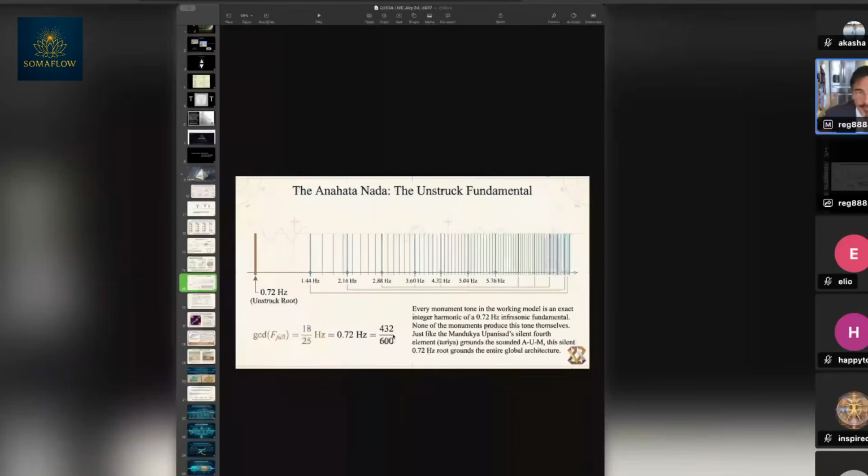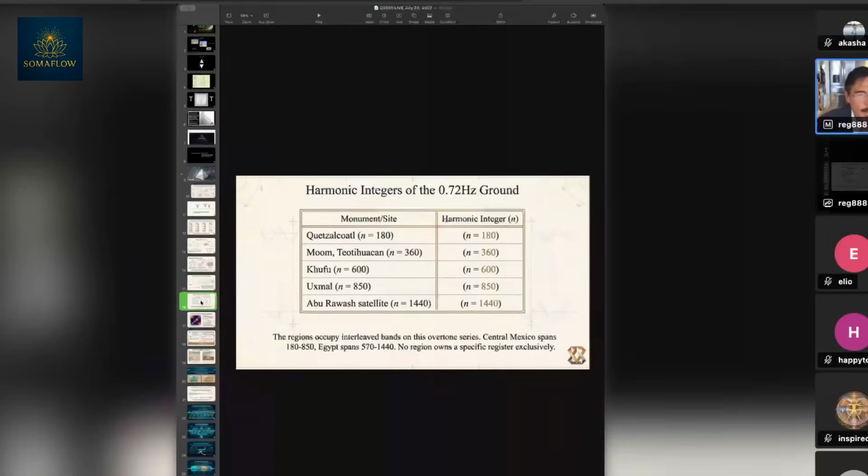But you could also take it from the inverse direction. You could start with the tonic, and you could start backwards. And you'll see another part of the analysis that I'm going to show you in a little bit exactly what I mean by that. But this is really mind-blowing because this is an unstruck note of 0.72 that yet is expressing this harmonic overtone series all over the world. And so we can start to see what the harmonic integer is. That's just the number multiplying by 0.72 that turns out the exact frequency.